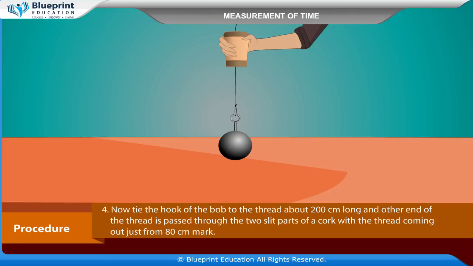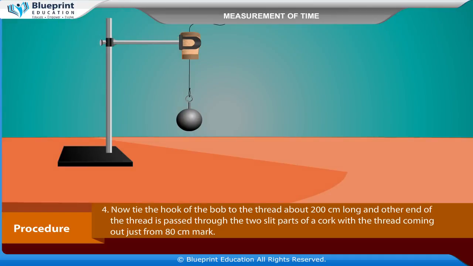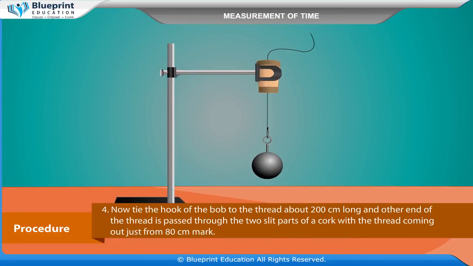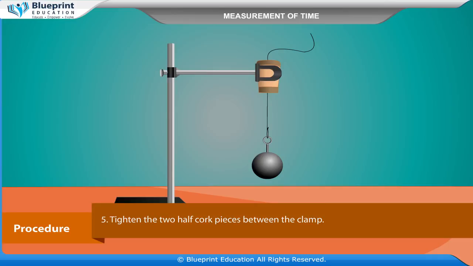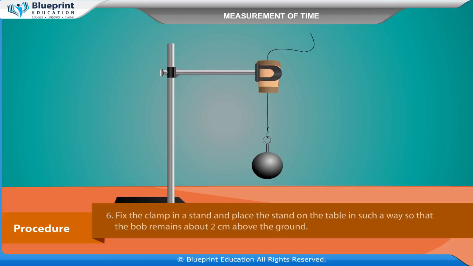Now tie the hook of the bob to the thread about 200 cm long, and pass the other end of the thread through the two slit parts of a cork, with the thread coming out just from the 80 cm mark. Tighten the two half cork pieces between the clamp. Fix the clamp in a stand and place the stand on the table in such a way that the bob remains about 2 cm above the ground.